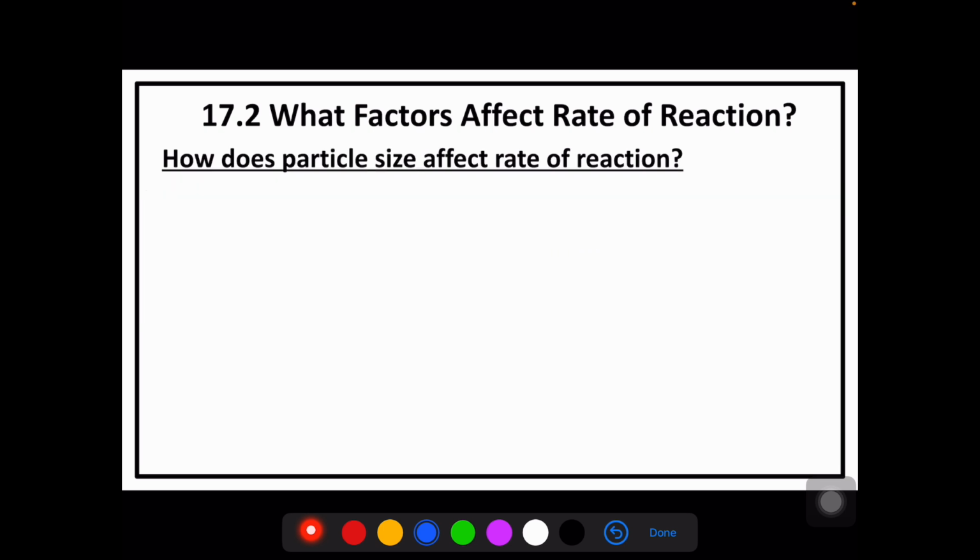Next, let's take a look at the third factor. The third factor is about particle size, which means how big or how small the reactants are. This is usually for your solids, because there's a certain volume that they have.